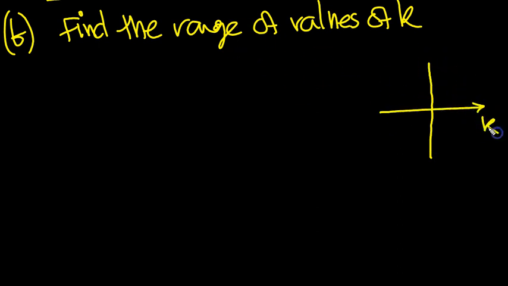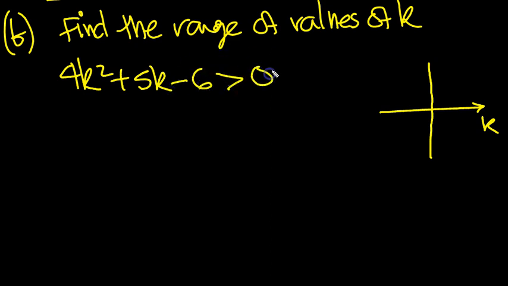There's the k-axis. We don't know the roots, but we know that here's the quadratic. So let's factorize it then and see what we get, see where the roots are. But we'll know it'll be a U-shaped curve. Hopefully it will factorize. So let's have a look at that then.